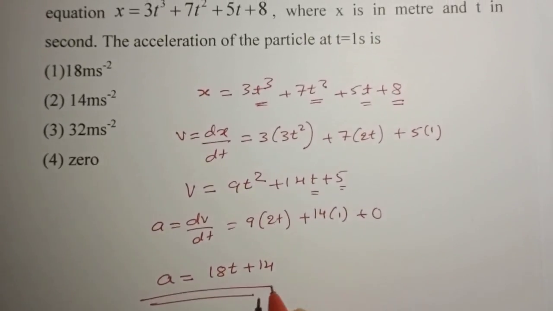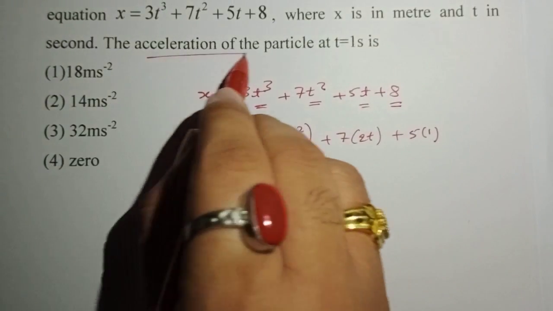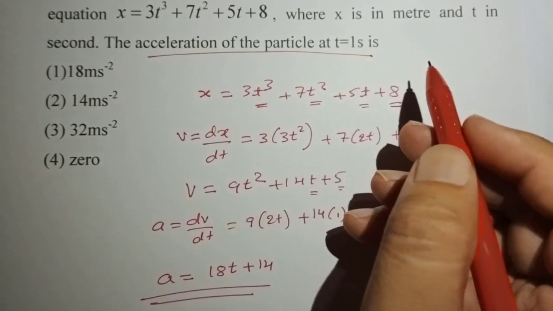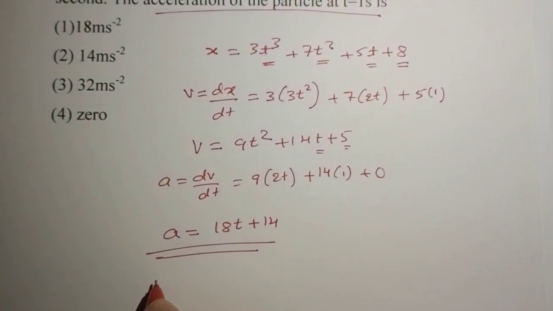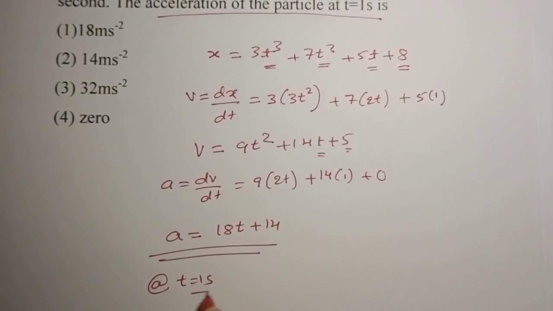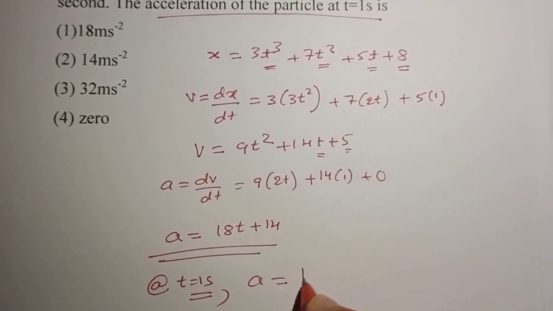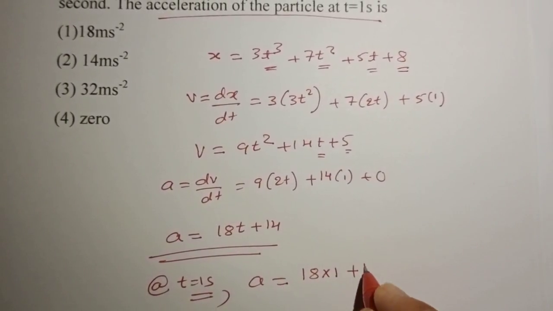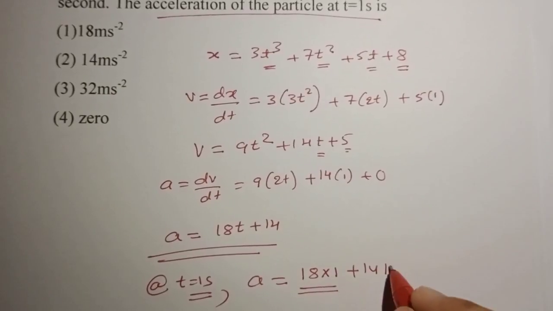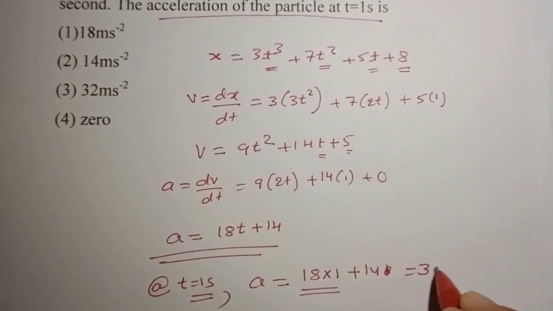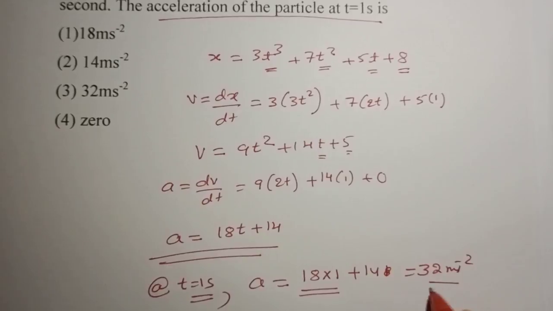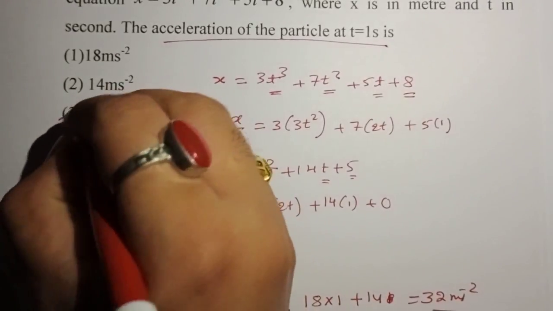Now we are asked to find the acceleration of the particle at t is equal to 1 second. So at t is equal to 1 second, acceleration is equal to 18 into 1 plus 14, 18 plus 14 is 32 meter per second square. So therefore the third option is correct.